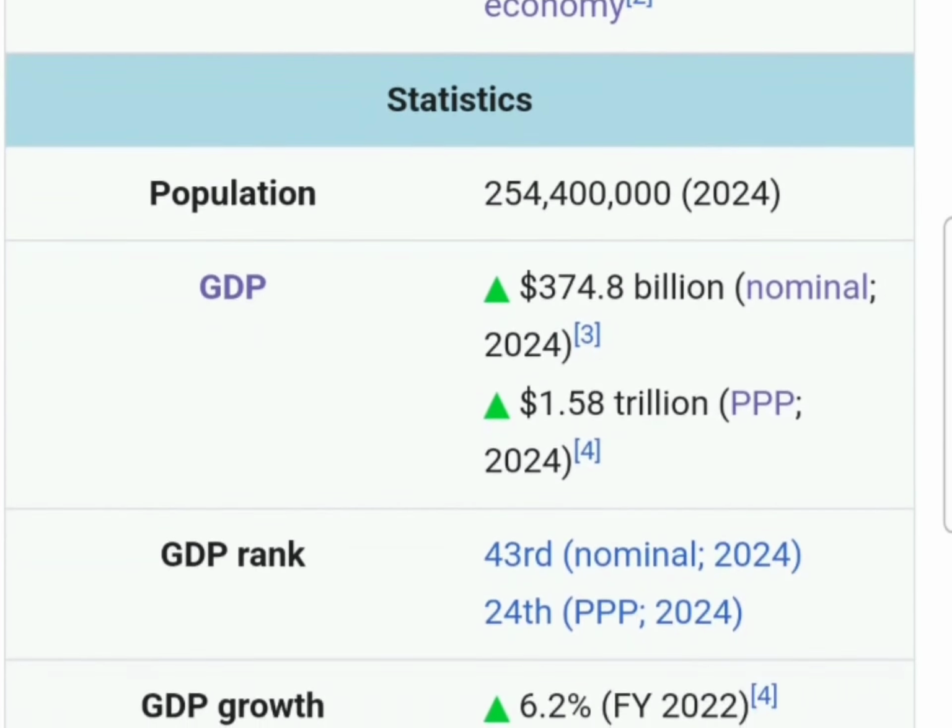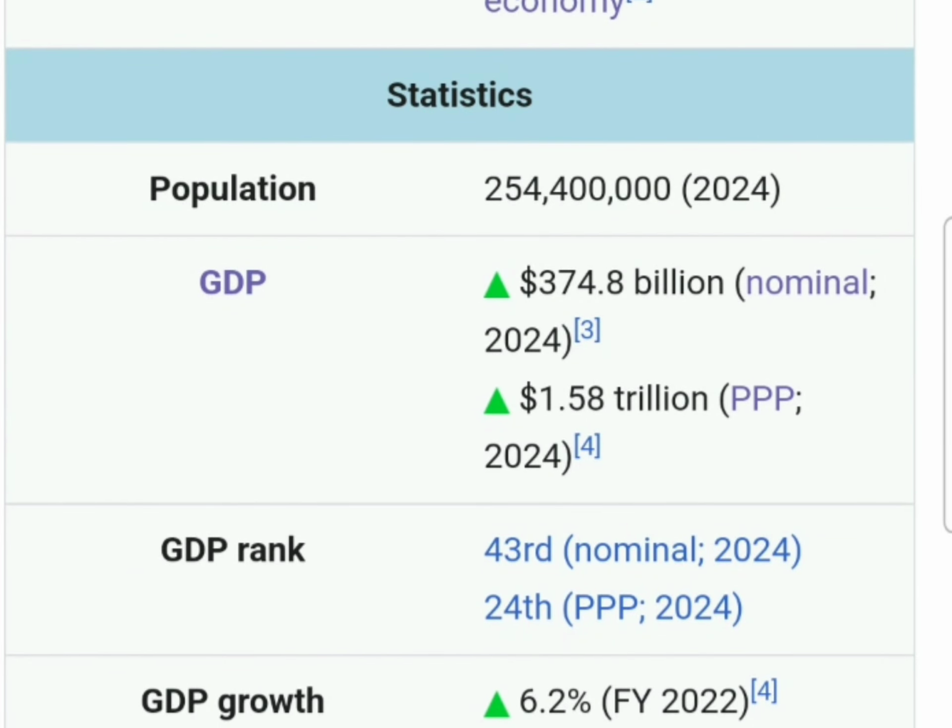Pakistan is a developing country, and the current population of Pakistan is 254 million or 25 crore 44 lakh. This is the current population of Pakistan, while the total GDP of Pakistan is 375 billion US dollars. Pakistan's total GDP during 2024 is $375 billion. It is the nominal GDP.